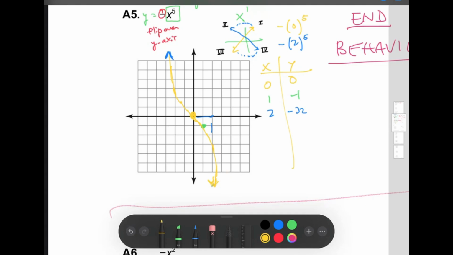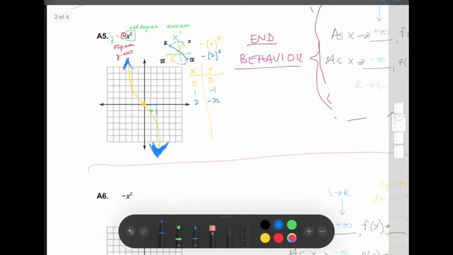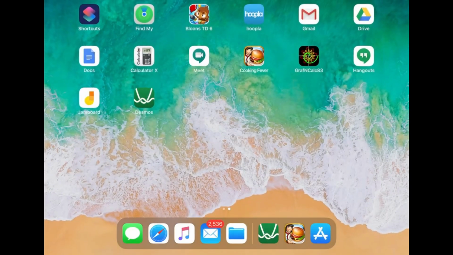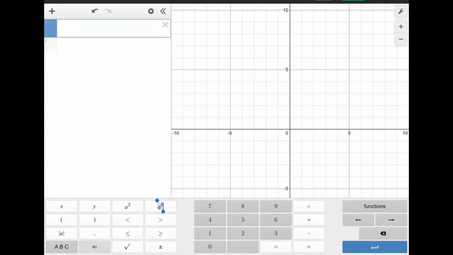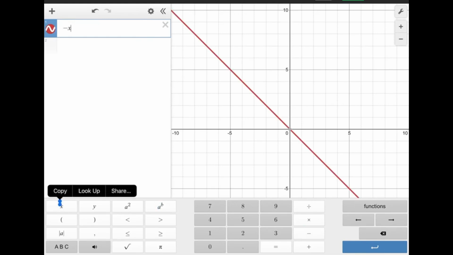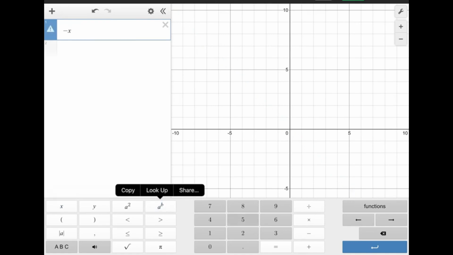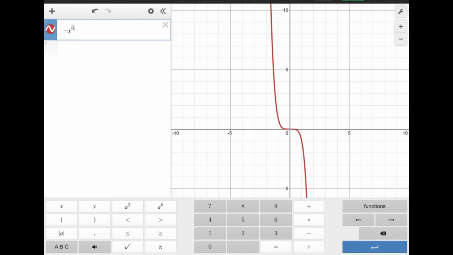So the big idea is that these blue arrows are what helps us understand the end behavior. Okay, so now we have a visual. Now if you get stuck on that, you can just use a graphing app. I have Desmos, and I'm going to type in negative x, and then you can press a to the b power, to the 5. Okay, and there you see our graph matches.